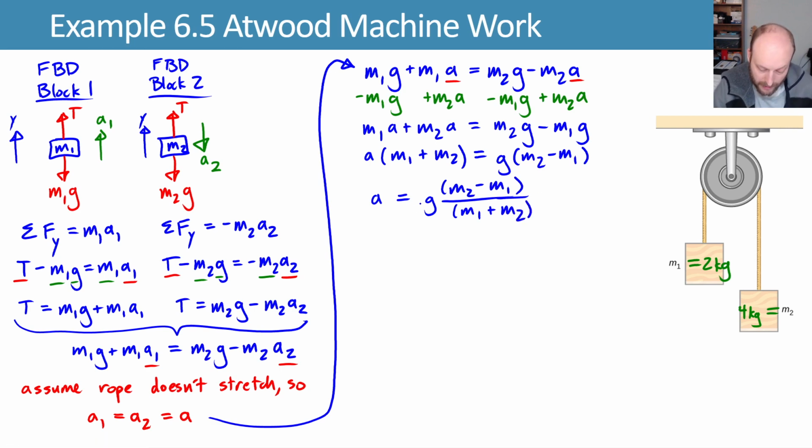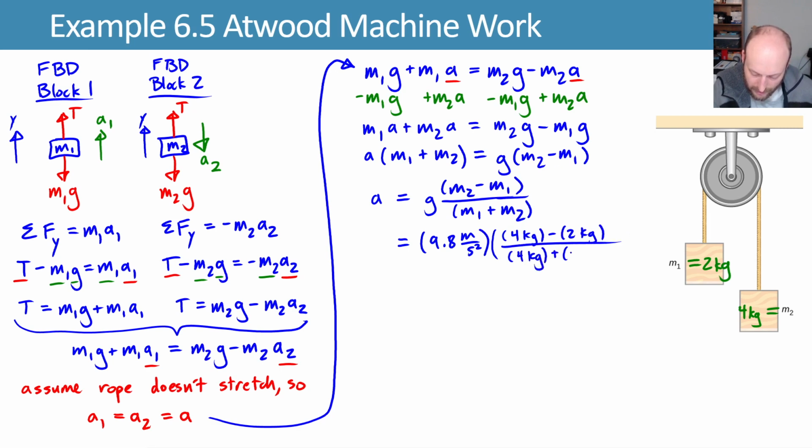So far, so good. We'll plug in the things that we know. 9.8. Sometimes I say 9.81. We'll do 9.8 meters per second squared. And then here we've got 4 kilograms minus 2 kilograms divided by 4 kilograms plus 2 kilograms. When we plug all that stuff through, we get a final acceleration of 3.27 meters per second squared.